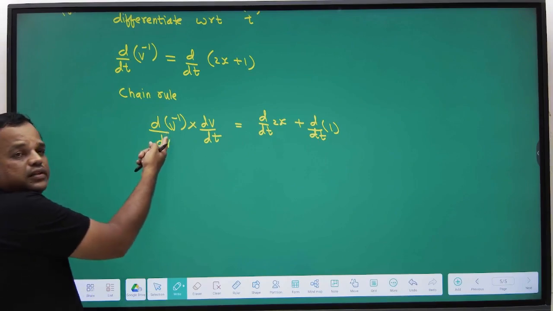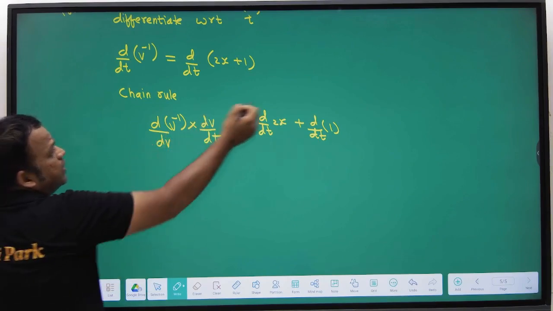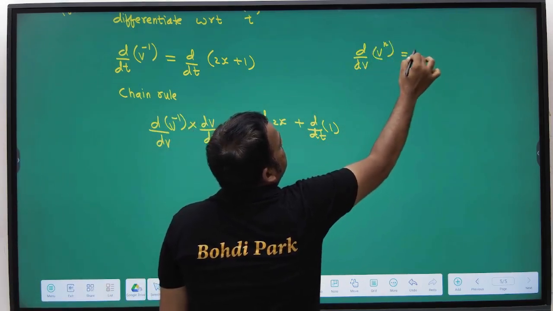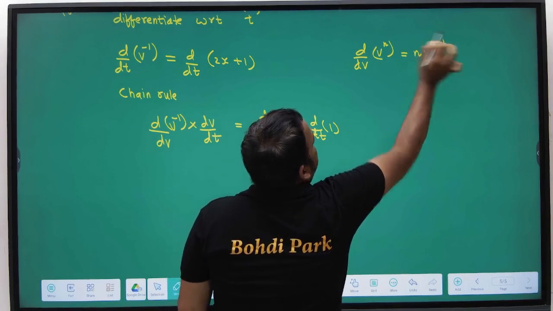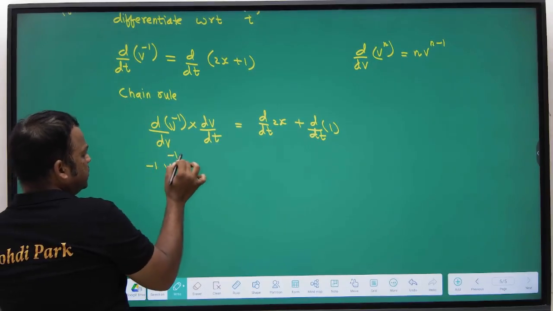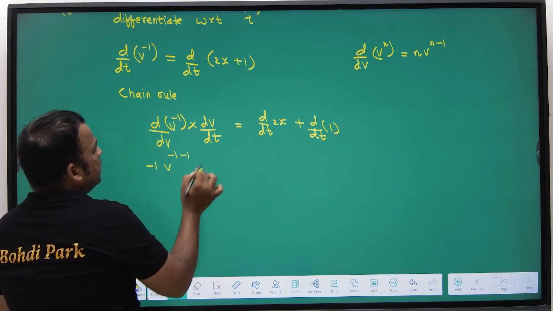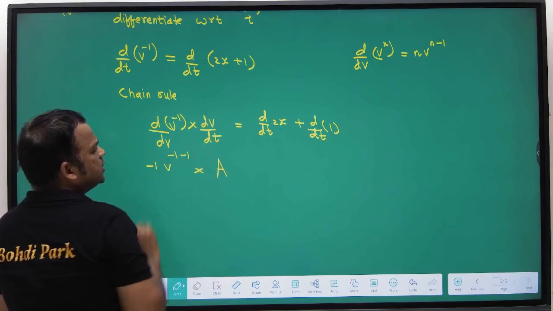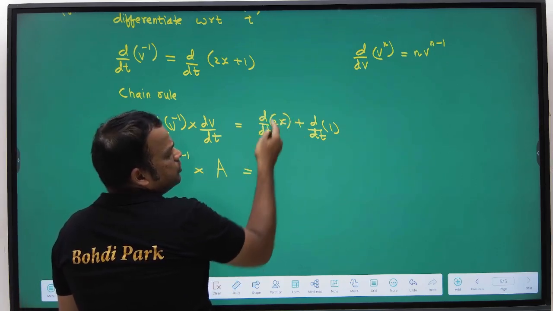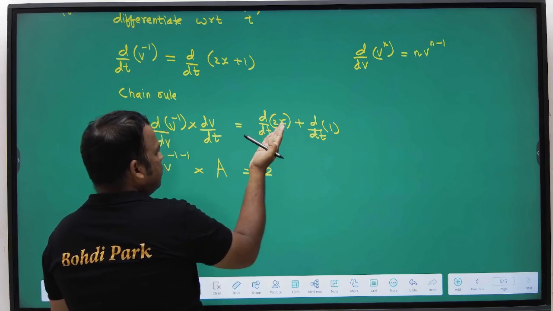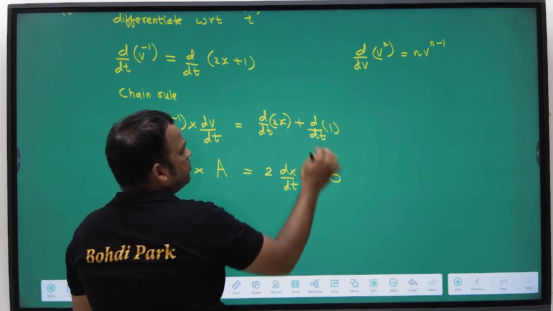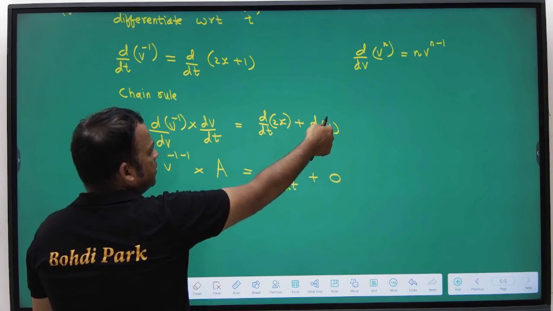Now we will use the differentiation formula here. Whenever you have d by dv of v raised to n, it will be n v raised to n minus 1. So this will be minus 1 into v raised to minus 1 minus 1. And dv by dt we know is acceleration. So that is equal to d by dt of 2x. So 2 is common, we will take it out. So 2 times dx by dt plus 0, because the differentiation of a constant number is 0.